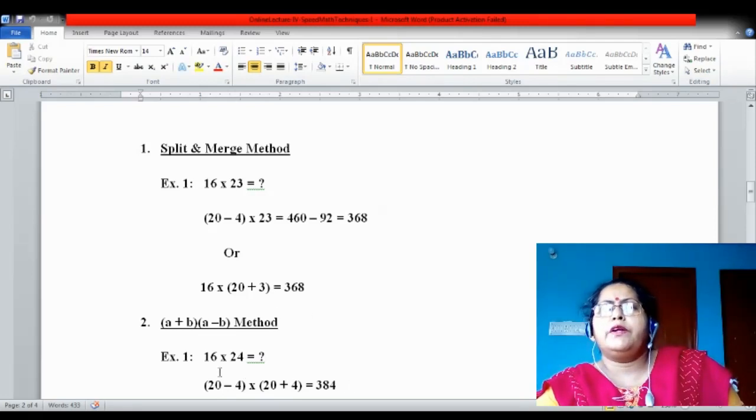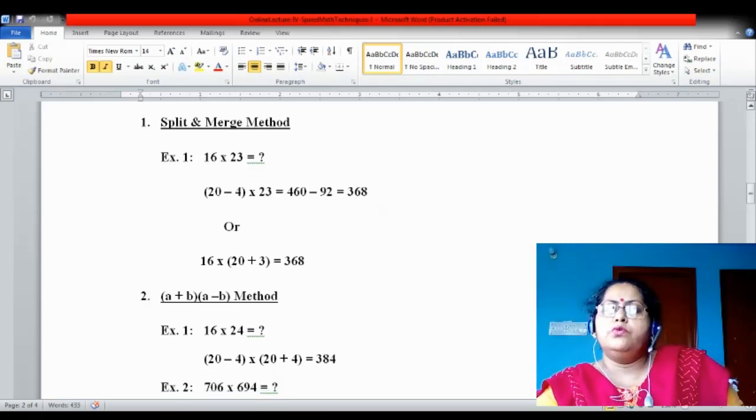Now of course this method applies to a very special class of problems, not all. But if you can observe that your multiplication fits into this a square minus b square formula, you can get the answer very quickly. Say another example, 706 into 694. Now if you would have written 706 multiplied with 694, you need 3 intermediate steps in the traditional method.